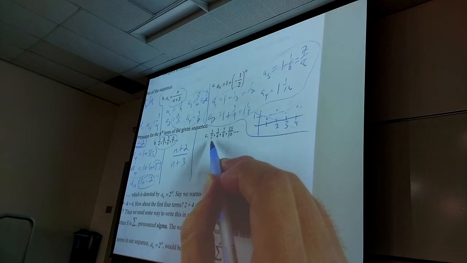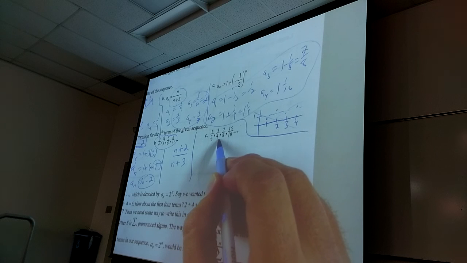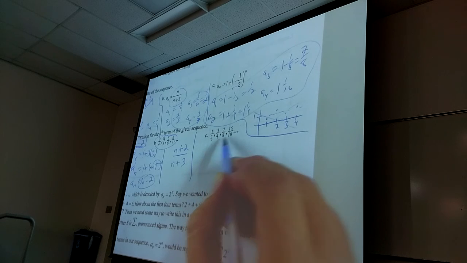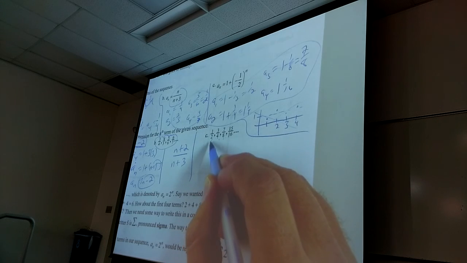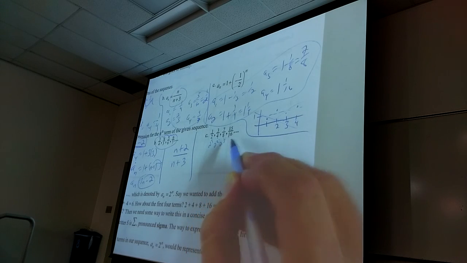Yeah, it keeps multiplying by another 2. 2 times 1 is 2. So 1, 2 is 2. 2 times 2 is 4, which is 2 squared. 2 times 2 times 2 is 8, which is 2 cubed. So this looks like 2 to the first, 2 squared, 2 cubed.